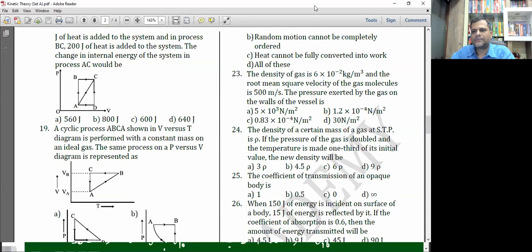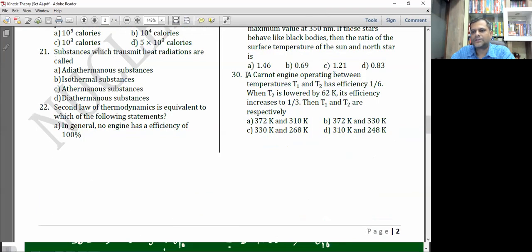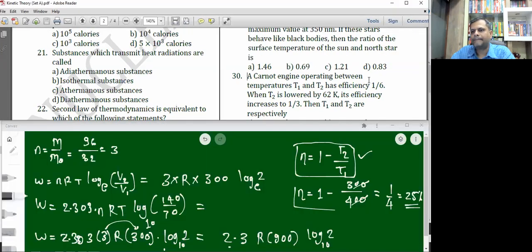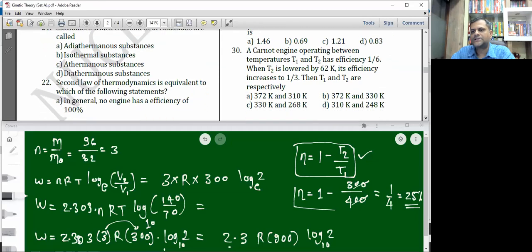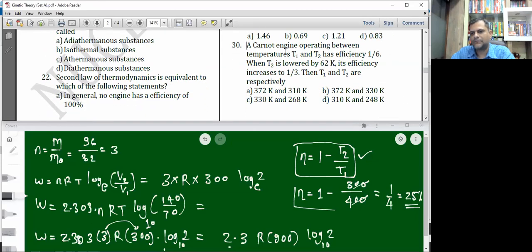Yes, just check question number 30 here. A Carnot heat engine operating between temperatures T1 and T2 has efficiency 1/6. When T2 is lowered by 62 Kelvin, its efficiency increases to 1/3. Then what are the values of T1 and T2 respectively?